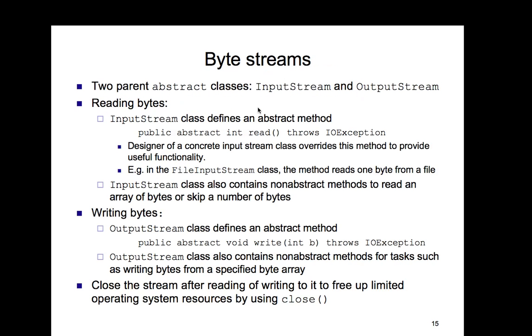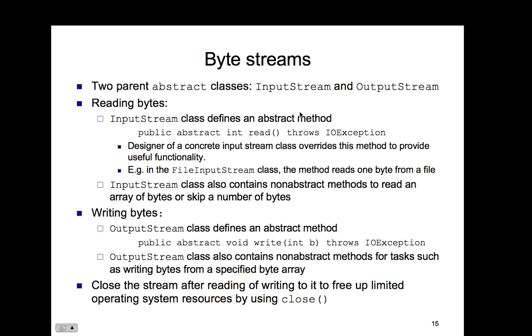What we have here in terms of the bit streams is one category. Two parent abstract classes are input stream and output stream. So these are abstract classes. We know what those are already. So we define methods and things that we need to implement when we start building upon these.